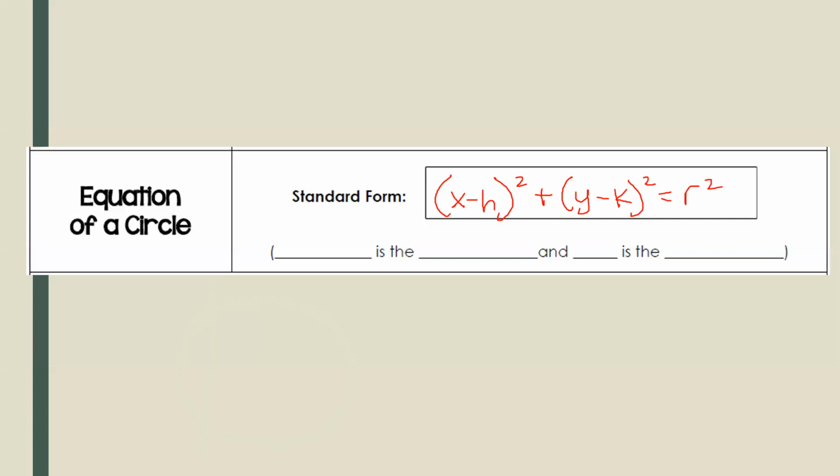And each of these letters represents something. HK is a coordinate. So the coordinate HK, that's the center of your circle. And R, you've probably already guessed it, that's the radius of the circle. Good news, this formula is on your formula sheet. You don't need to memorize it. It's on your formula sheet.